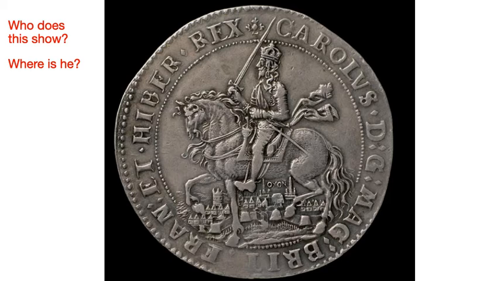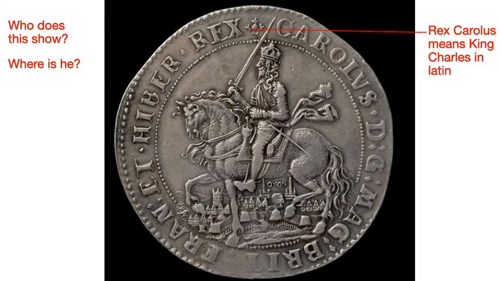Well, if we look at the Latin inscription around the coin, we'd see it says Rex. Hopefully you remember that Rex is the Latin for king. Can you see the name of the king? Carolus. That means King Charles.